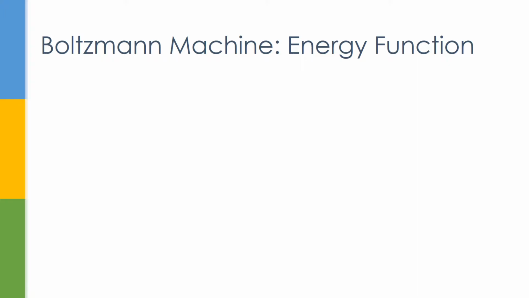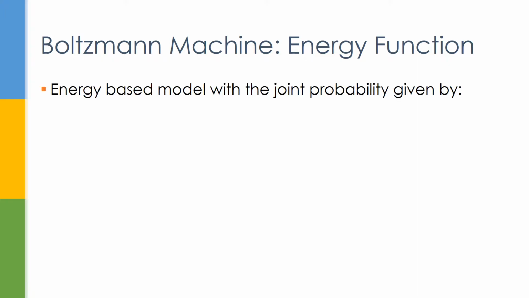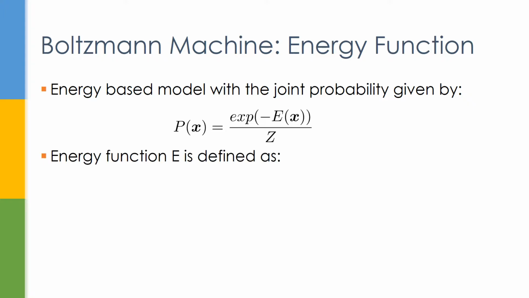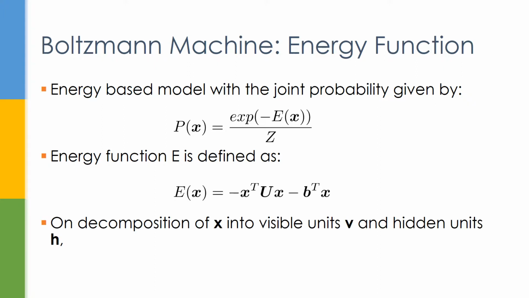The Boltzmann machine is an energy-based model. This means that the probability distribution is defined in terms of an energy function E(x). In this equation, Z is the normalization factor. The energy function in the case of a Boltzmann machine is defined as follows: E(x) = -x^T U x - b^T x. Here U is the weight matrix and b is the bias vector.